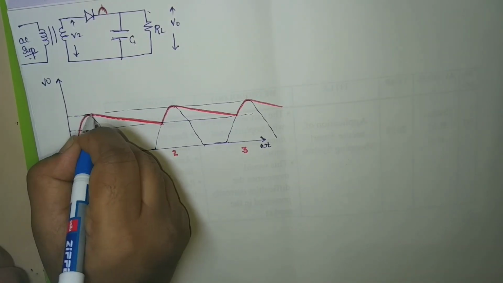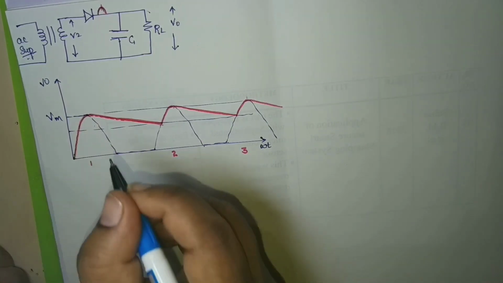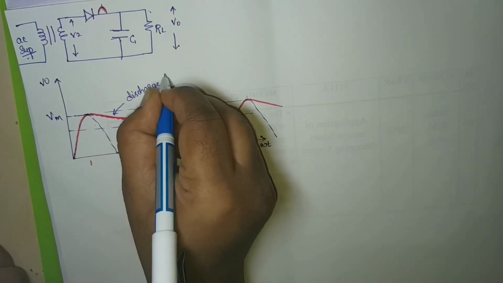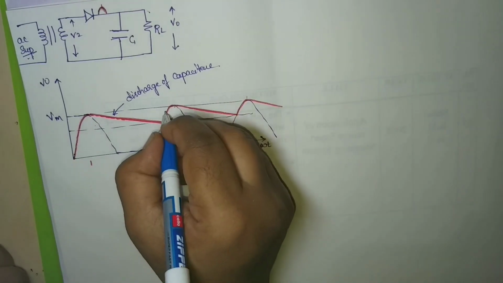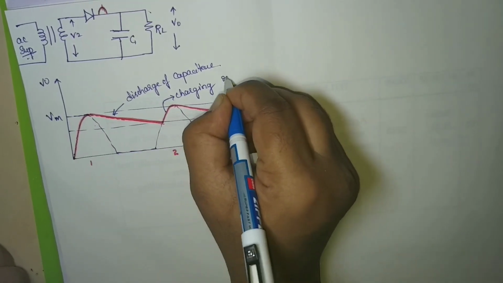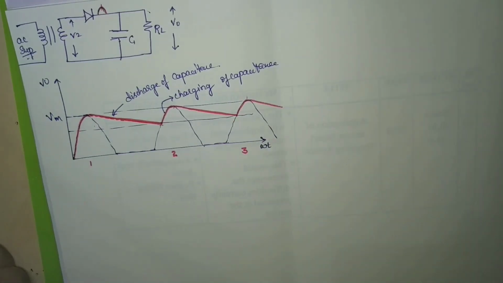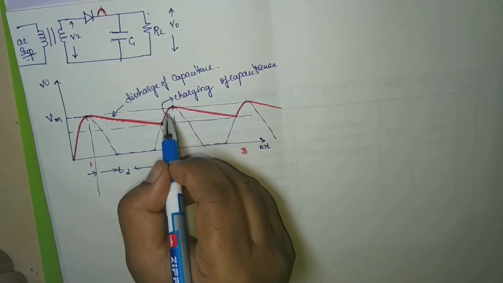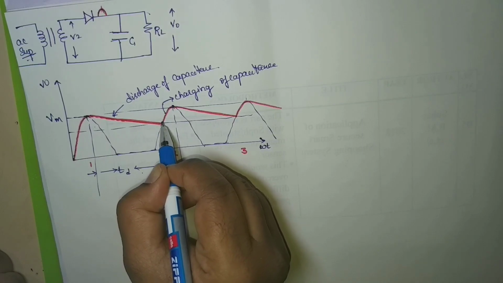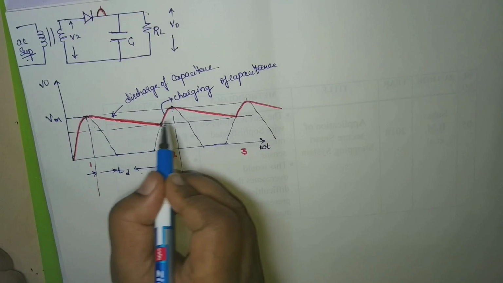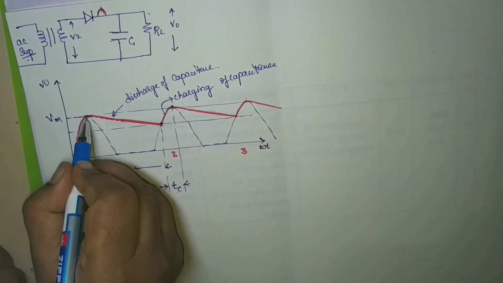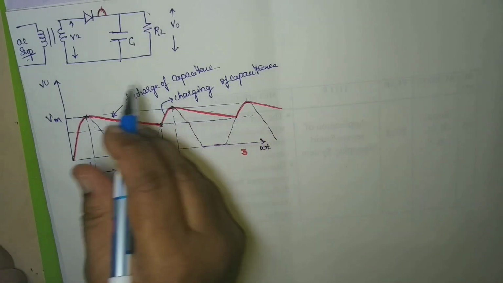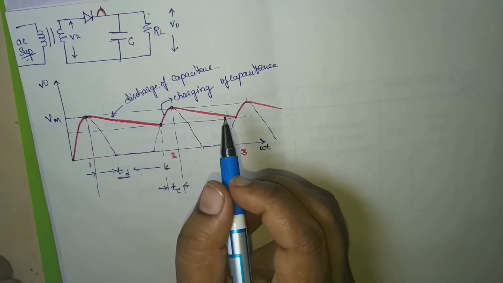So coming back here, this is the maximum voltage point, we call it Vm, and this shows the discharge of the capacitance. And this is the charging of the capacitance. From this point to this point, when the signal is rising until the next peak, that is called charging time. And from the peak to the next peak encounter, from this point to this point, is discharging time. So this is charging time and this is discharging time. These are the different parameters of your capacitor filter.